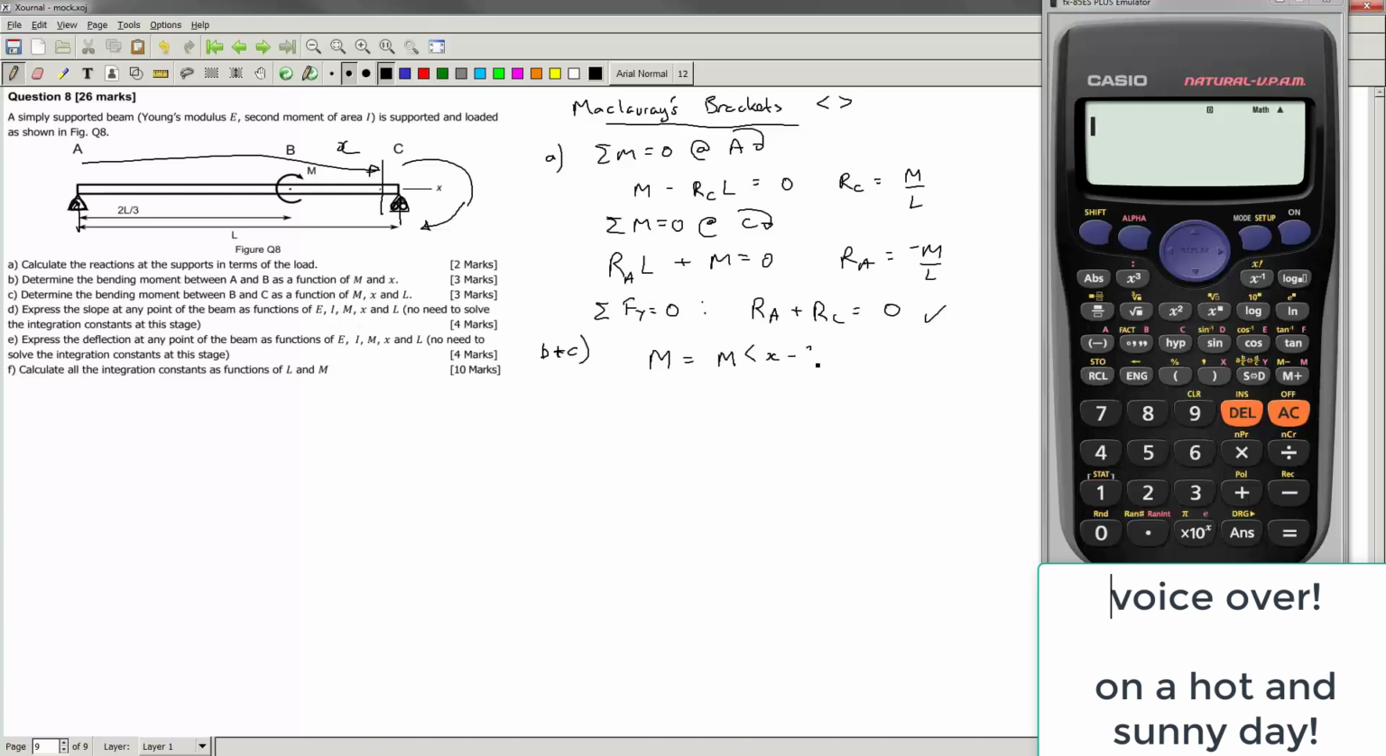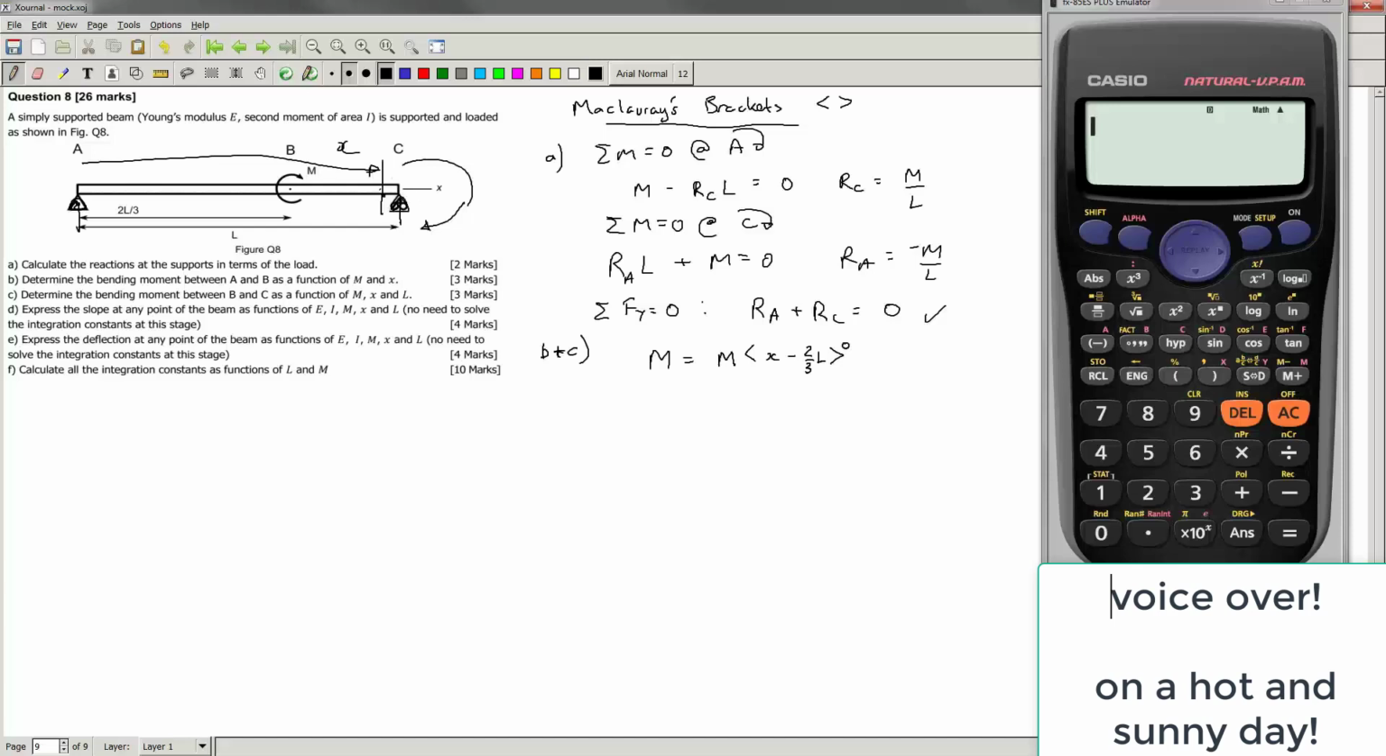So I'm going to write the M, then I'm going to open up a Maclaurin's bracket, and I'm going to tell you that I'm associating that with an X distance away from the leftmost point, take away 2/3 L. I close my bracket, and then I raise that to the power 0, because first of all, notice that we've got an M term here, so we can't be timesing M's by distances. That dimensionally doesn't make sense.